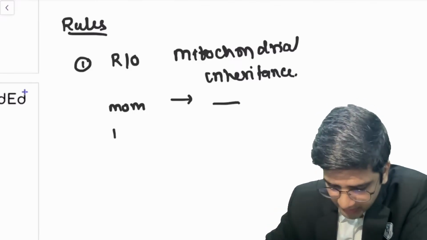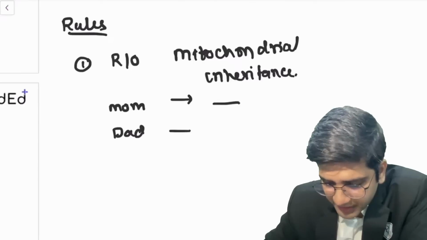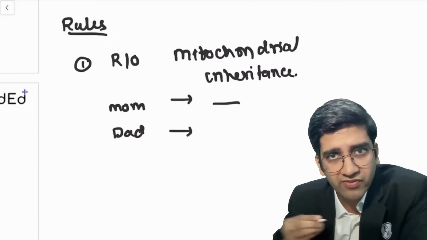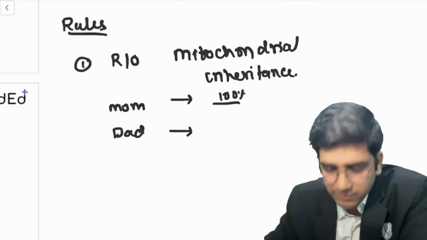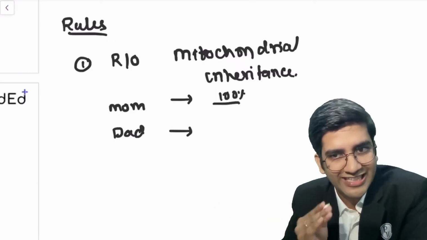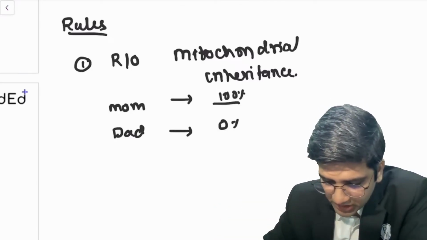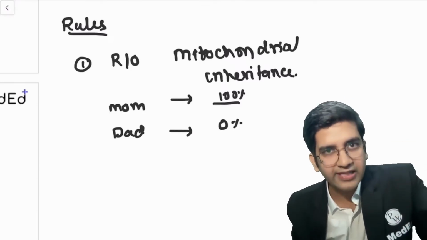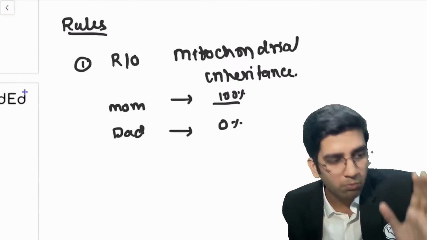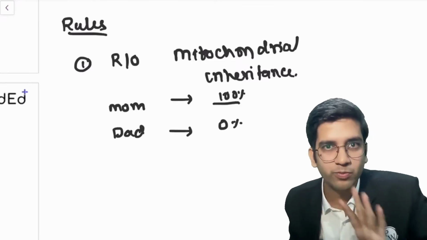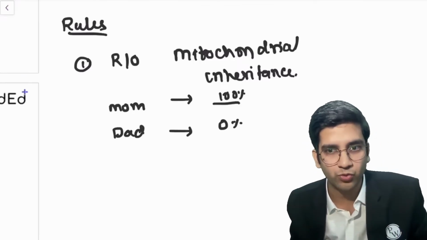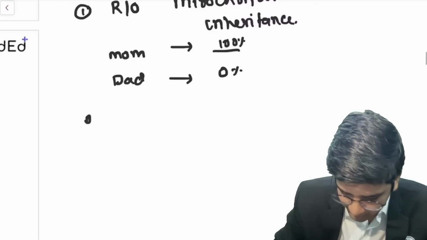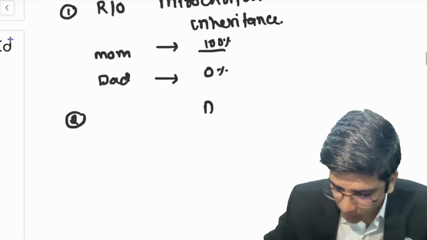Wait a minute. If a dad is affected, how many percent of the kids will be affected? Mom affected, 100% kids affected. That's mitochondrial. Dad affected, 0% kids affected, right? I'm sure you know this, right? So if you see a pedigree which is following this, mom 100% kids, dad 0% kids, it's mitochondrial. That's my first rule.